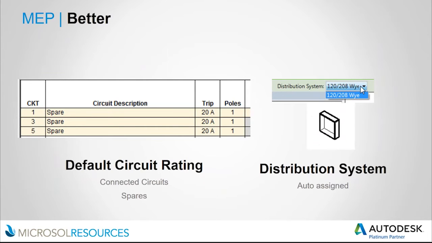From a circuiting standpoint, from an electrical standpoint, we have better user control. We have flexibility for needs outside of the U.S. as well. We now have the ability to have distribution systems be automatically assigned instead of having to go through the manual process of assigning distribution systems, which is going to eliminate a lot of the errors you have when you're connecting pieces and parts together.